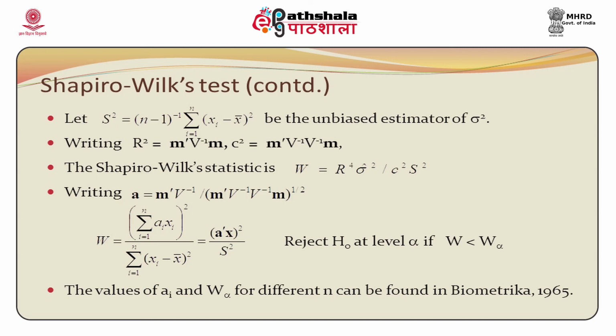Now, Shapiro and Wilks actually tabulated the critical points W alpha. They also tabulated these A values. So, they wrote it in terms of A, so that ultimately you write W just in terms of A, X and S. S is from the sample, X is the ordered observations, and A is something that you get from the tabulated values of Shapiro-Wilks. So, if you need a formal test, you can use this test and check for the normality assumption.